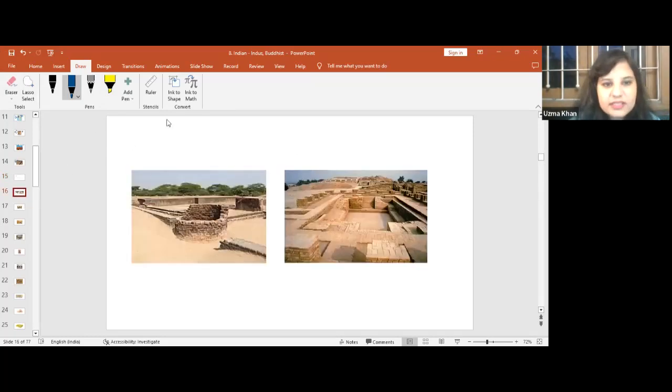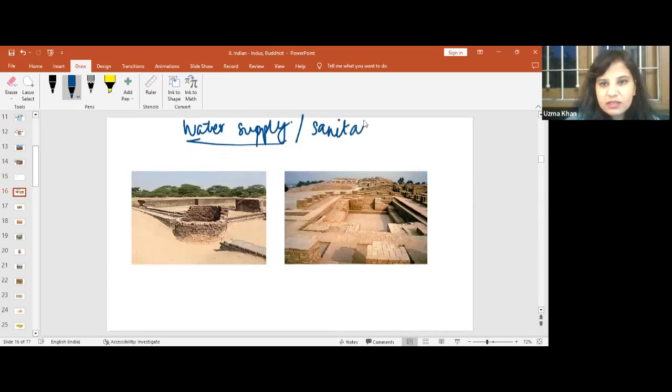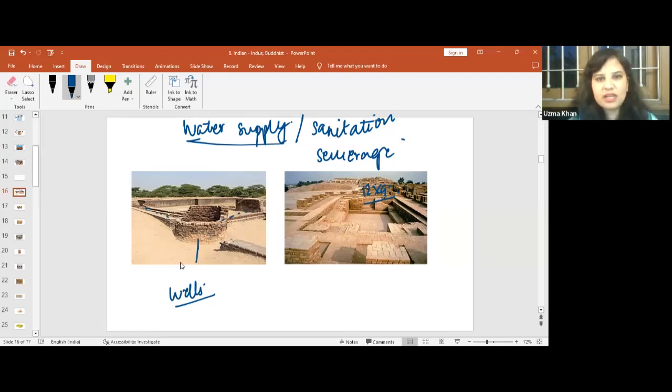Okay. Next, we'll be talking about the water supply system. You can see that it was also pretty much sorted along with your sanitation and sewerage. The water supply system itself was very strong, so much so that you had the public bath, which was approximately 12 by 9. Here we are talking about wells and an efficient supply system. From the wells, all these things are connected, and you have drains and pipelines interconnecting them.